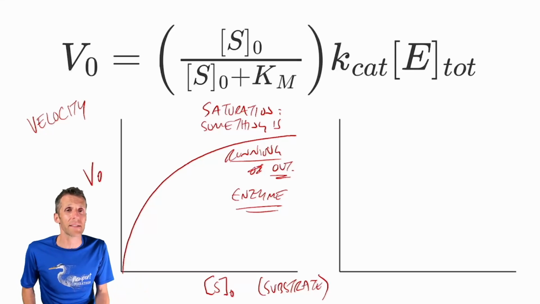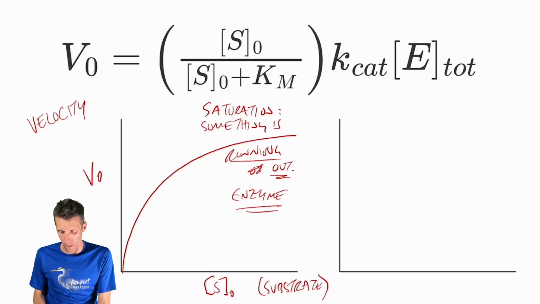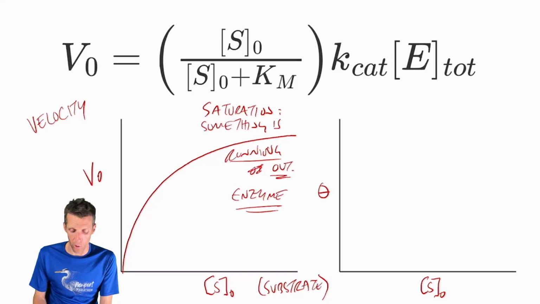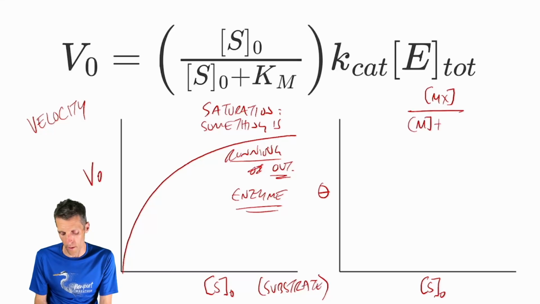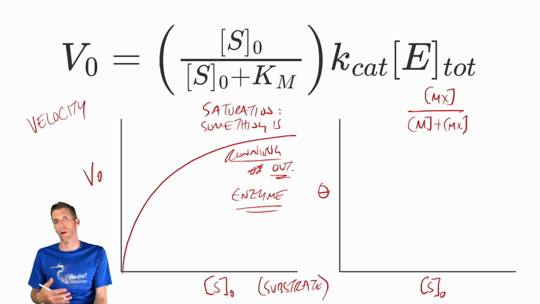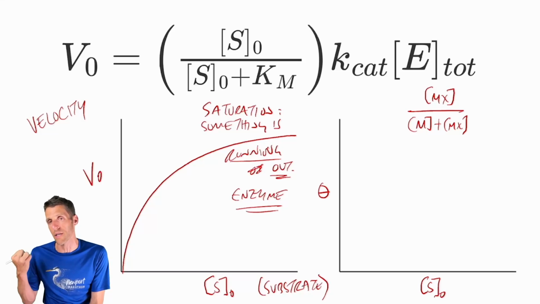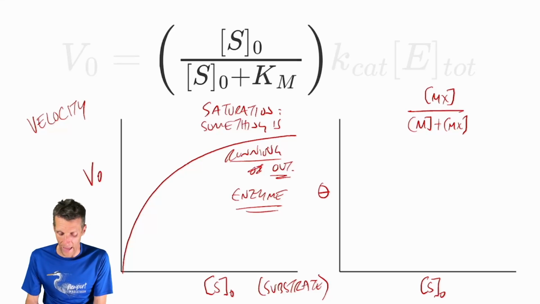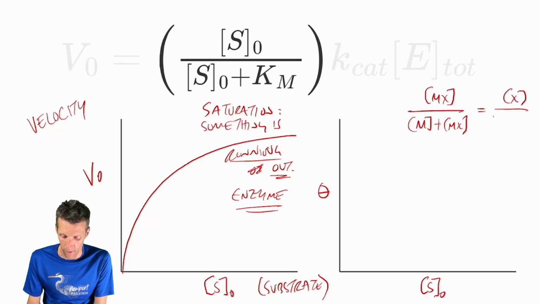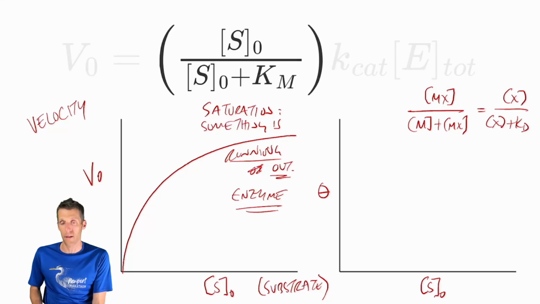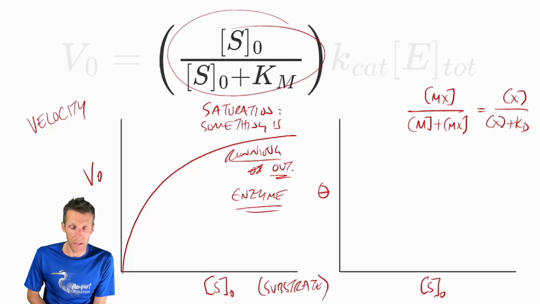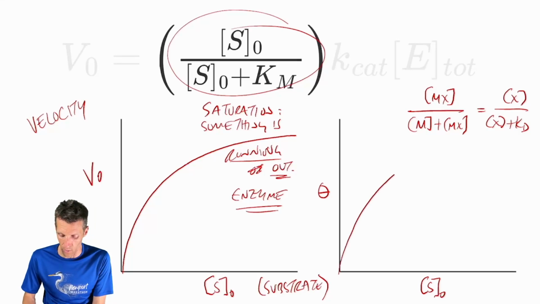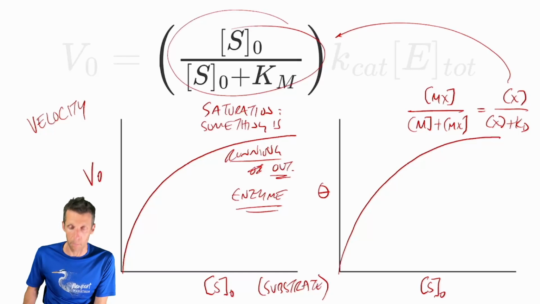We've also seen a curve that has this kind of shape before, a saturating curve. And that curve looks a lot like this, but it has this thing theta. Recall that theta would be mx over m plus mx. This is the concentration of a macromolecule that's bound to some small molecule x, and it has this kind of shape. It turns out that is given by x over x plus kd. And what do you know? That is exactly what's here in the middle. This Michaelis-Menten equation has built into it a binding equation.